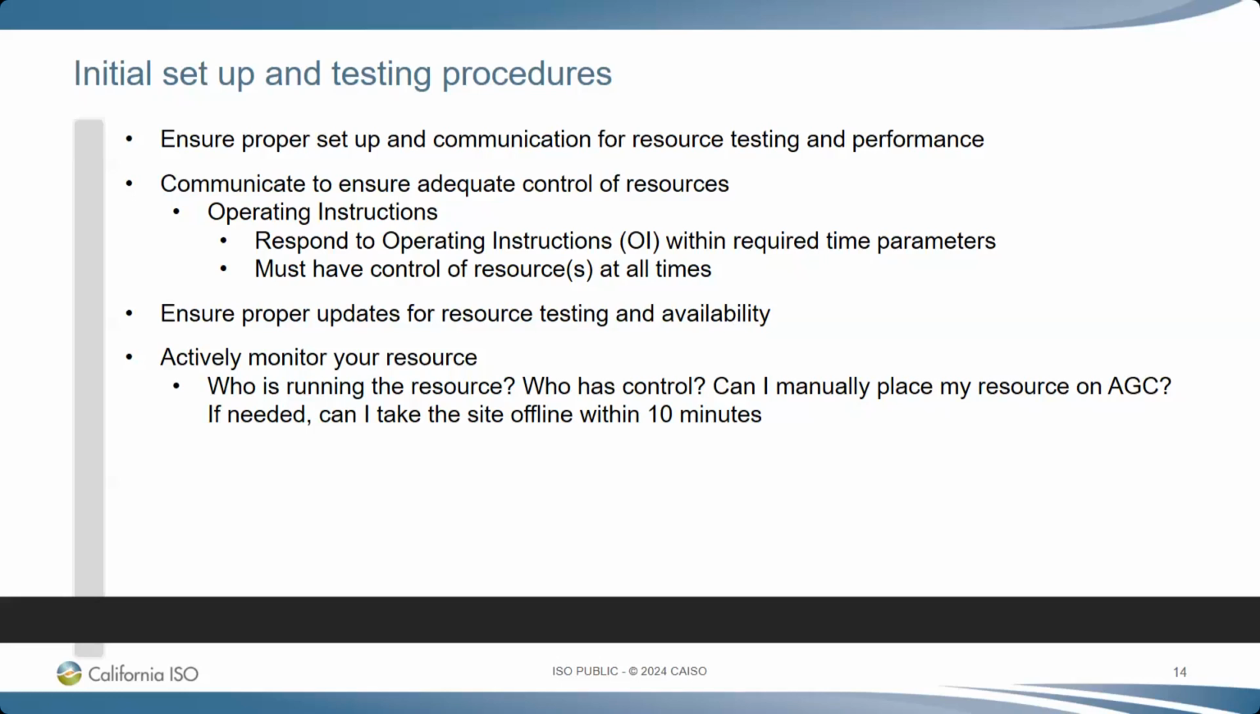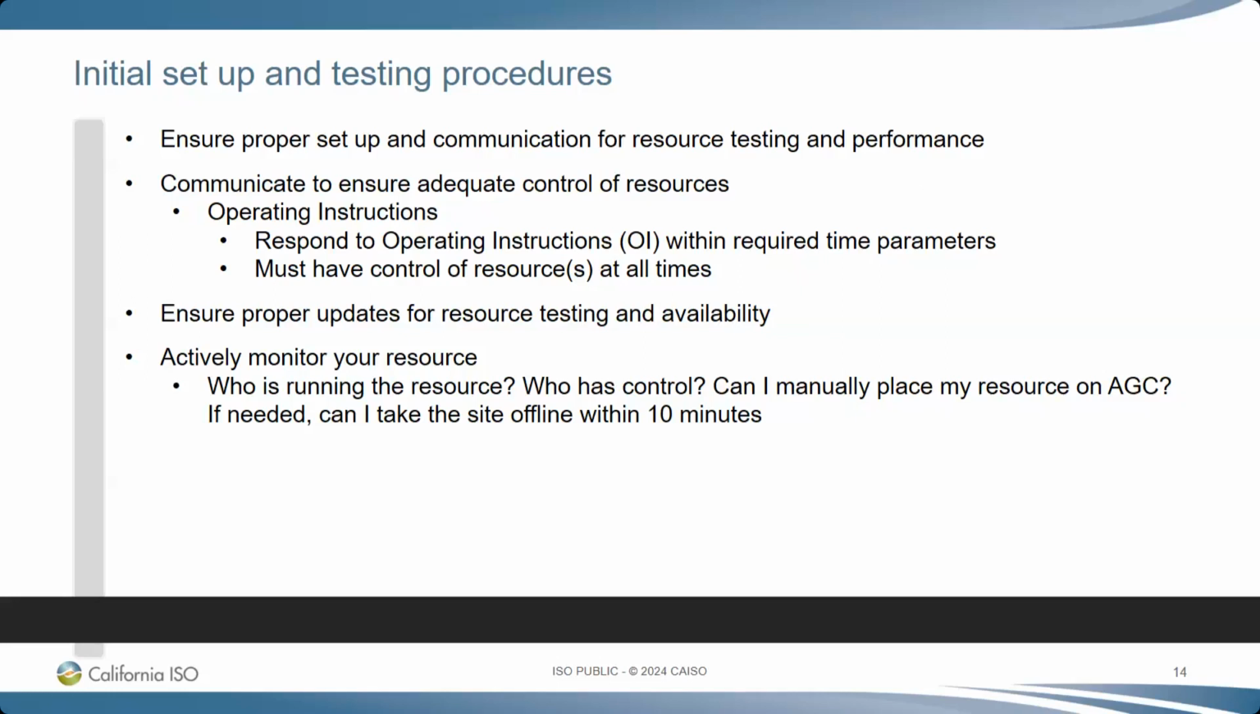And so have you identified who's running the resource, who has control? Can you manually place the resource on AGC? And if so, can you take it offline within 10 minutes? This we can't stress enough: who's running the resource. You're going to have some people running it during this initial setup, but have you planned for who's running the resource after you go live? Who has that control? Who is it that the scheduling coordinator can contact and say, I need you to do that? Who's receiving that operating instruction?